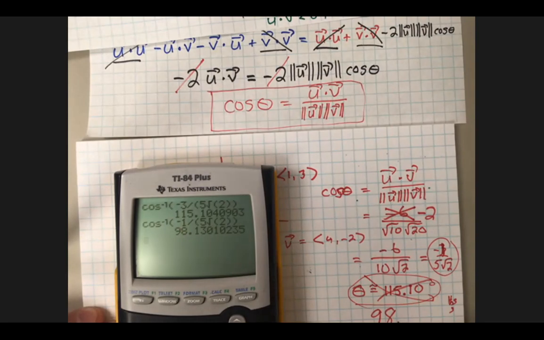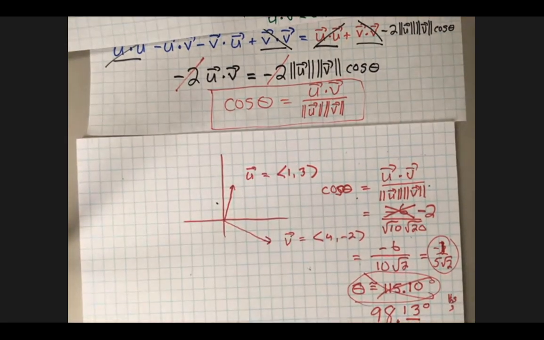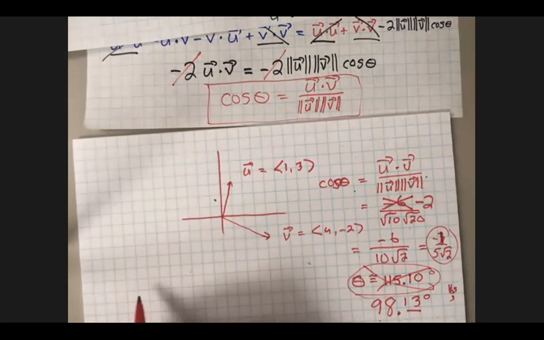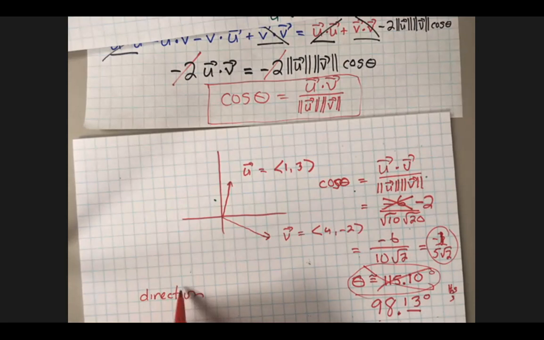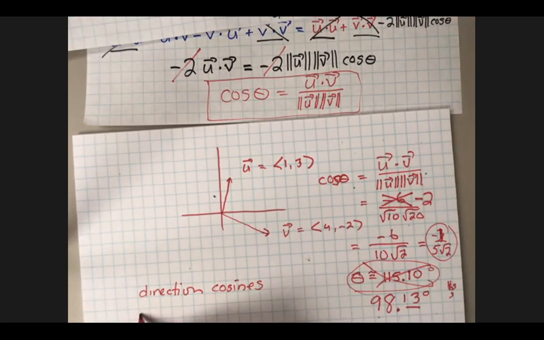Don't just assume you did something right. Don't assume I did something right. You have to check it out. Okay, I did everything I wanted to do today. We're going to have to cut it off. But I did not explain to you what direction cosines were, because I just got down to cosine. And I did not explain to you what projection was.